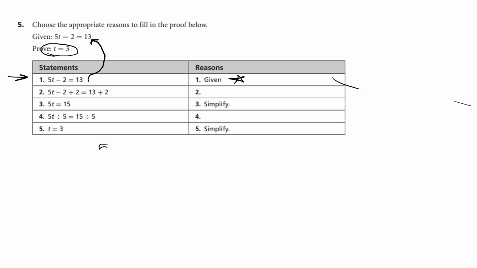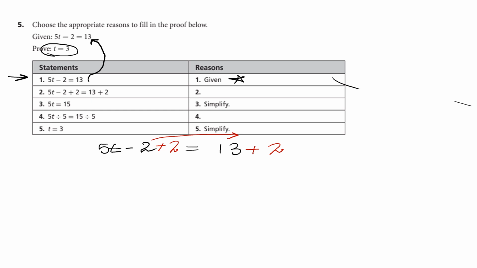So let me write over here for you. 5t minus 2 equals 30. This is given. So what do we do? We have to bring the negative 2 to the other side. So if it is negative 2 here, we write the positive 2 on the left side and we write the positive 2 on the right-hand side.